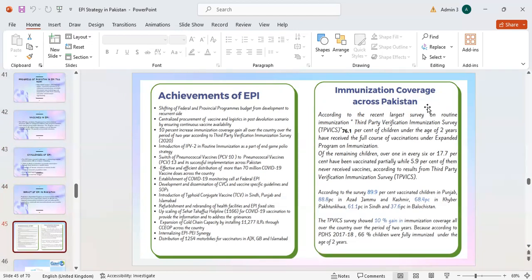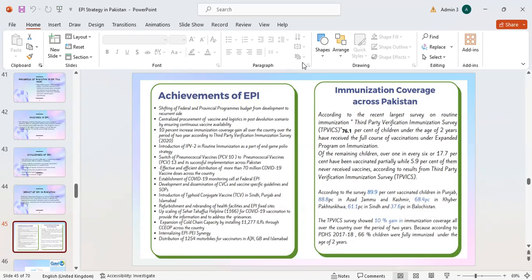Immunization coverage across Pakistan. According to the recent largest survey on routine immunization, the third-party verification immunization survey, 76.1% of the children under the age of 2 years have received the full course of vaccines under the Expanded Program on Immunization. Of the remaining children, one in every 6, or 17.7%, have been vaccinated partially, while 5.9% of them never received a vaccine.